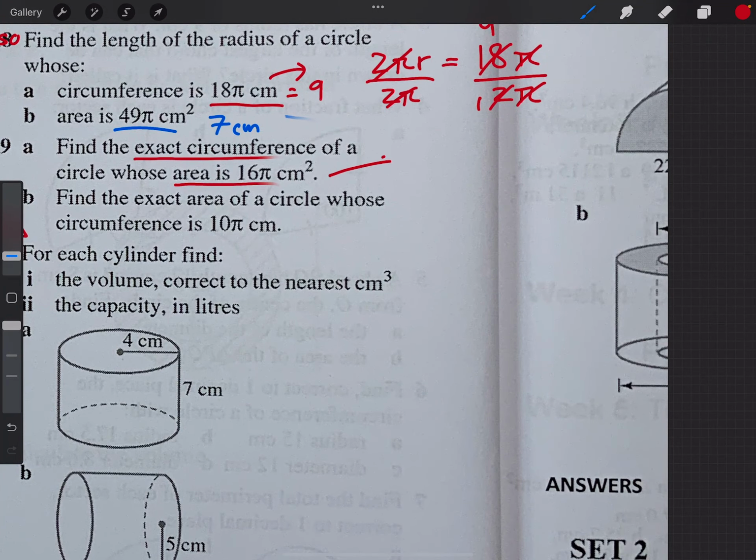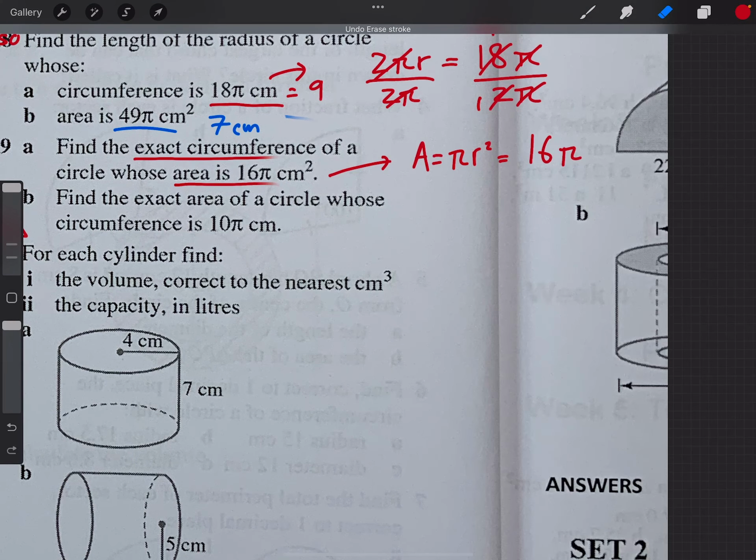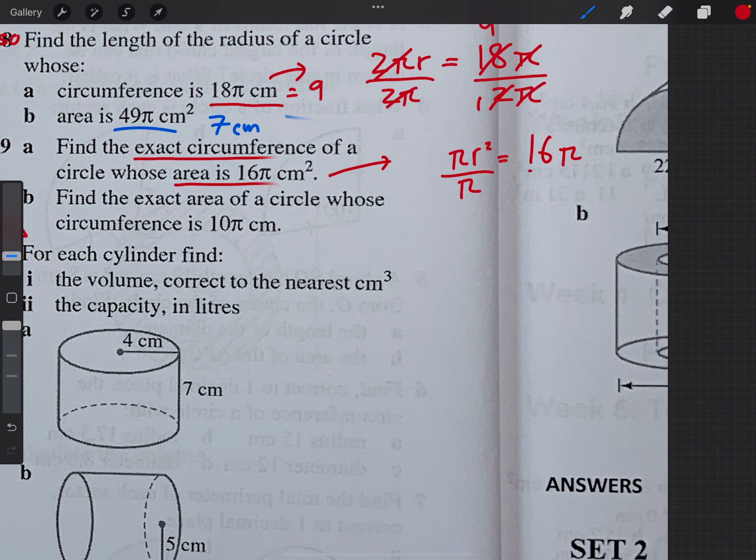So the area A equals pi times r squared, which is equal to 16 pi. Alright, so let's divide both sides by pi, just like what we did before. We can cross this out. So r squared is equal to 16, so therefore r is equal to the square root of 16, which gives me 4. So we found the radius is 4. We need to find the radius in order to find the circumference of this circle.